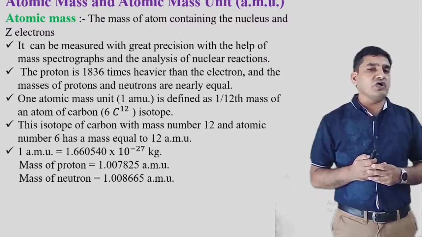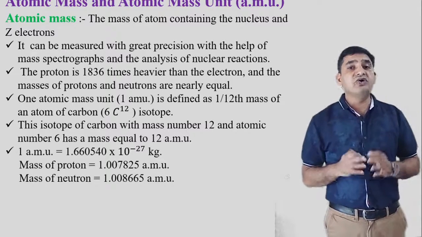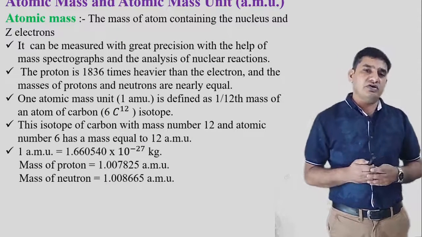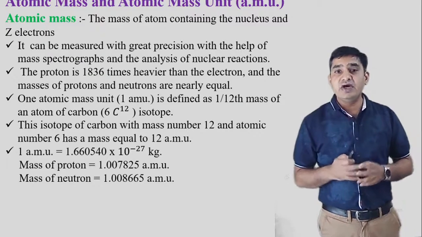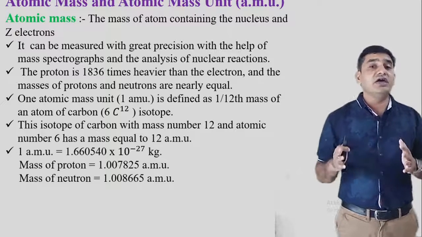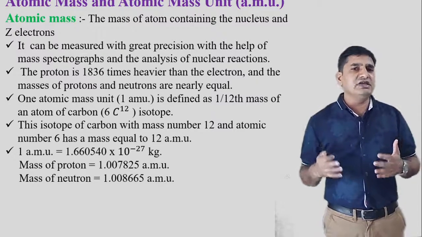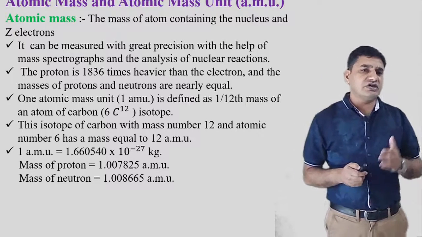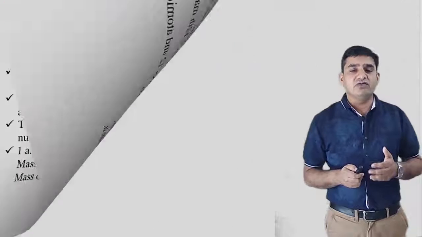We know that the mass of a proton is 1.007825 AMU, and the mass of a neutron is 1.008665 AMU, which is nearly equal. That is, the mass of protons and the mass of neutrons are nearly equal.